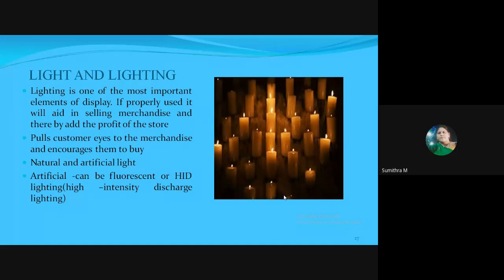You will have two types of lighting. One is named natural, another one is named artificial. If it is natural light, we get light from the sun, which is our natural lighting. Artificial light can be fluorescent or it may be high intensity discharge lighting.